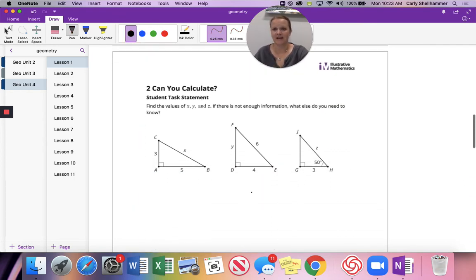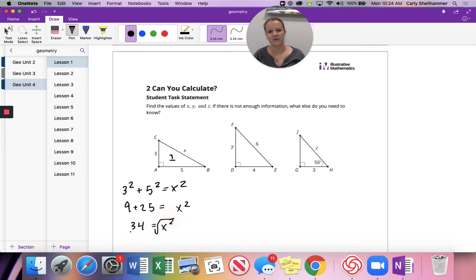Okay, can we calculate? So find the values of x, y, and z. If there's not enough information, what else do you need to know? So with this first triangle, I think there is enough information. We can use the Pythagorean Theorem. We can say 3 squared plus 5 squared equals x squared. 9 plus 25 is 34. Take the square root of both sides, so x equals square root of 34.